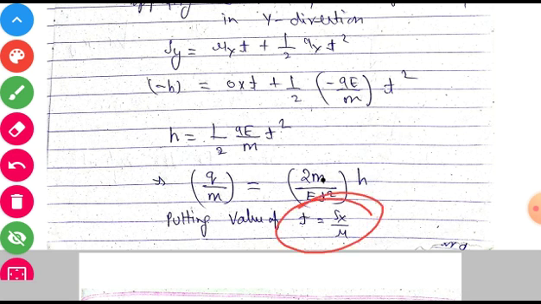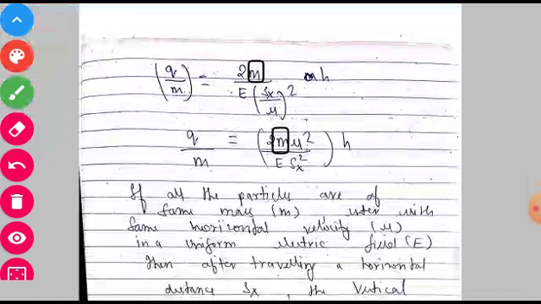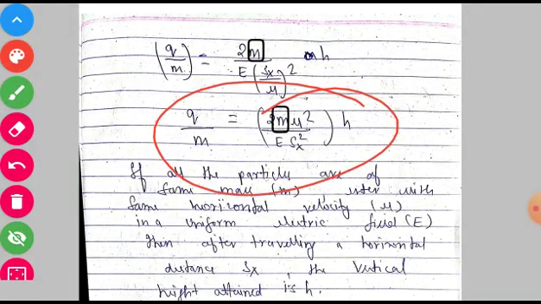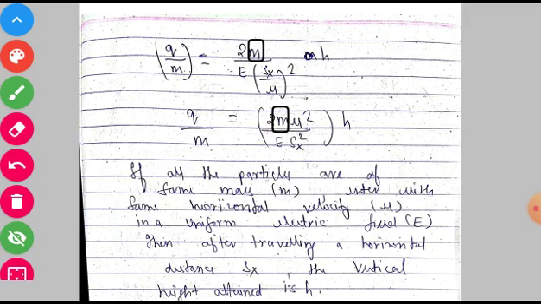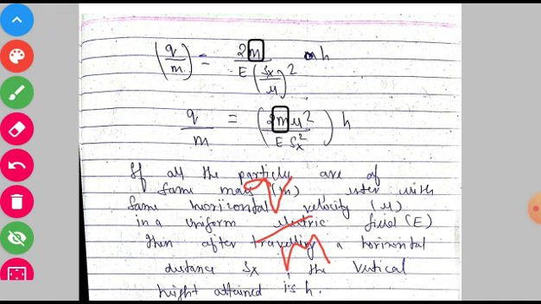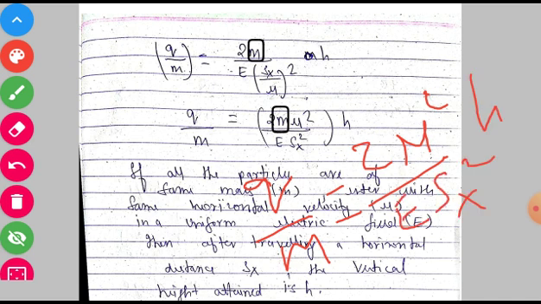Now putting the value of t, the t which we have obtained earlier, put the value of t here. After putting t here, we will obtain the expression like this: q by m equals 2u square by E. This m will not be here. Remove this m here. This m will also not be here. So q by m equals, I am just going to write it so that you will be clear. q by m equals 2u square by E sx square h.